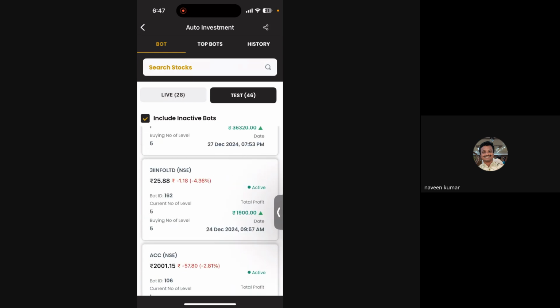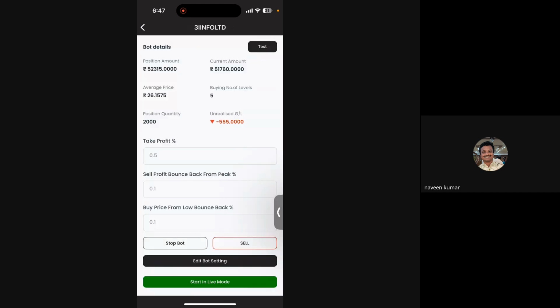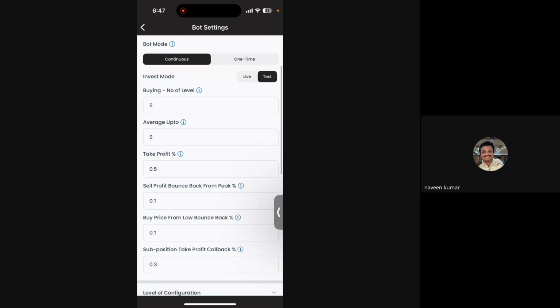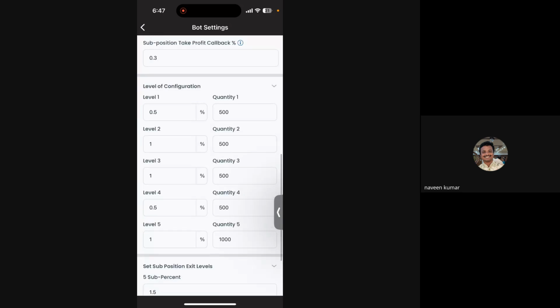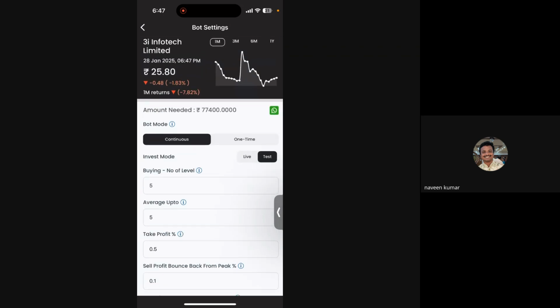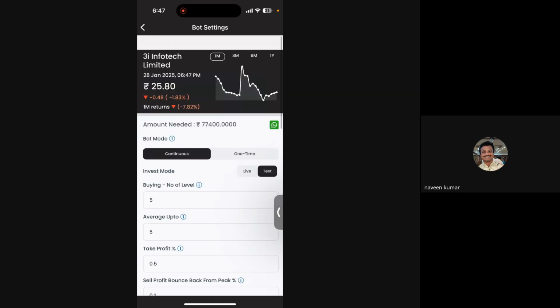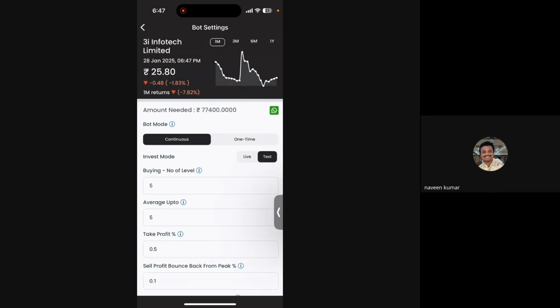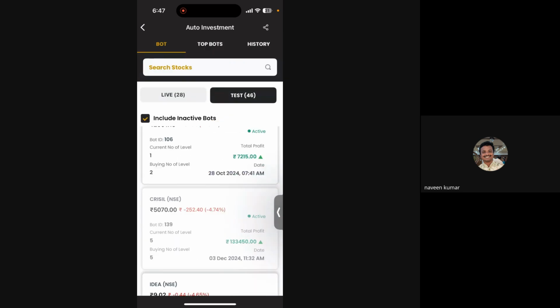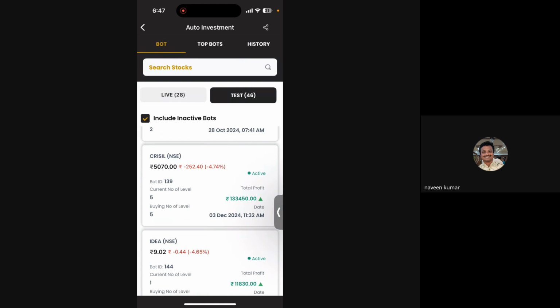You can just see 3i Infotech, a 25 rupees stock. It is already holding 2000 shares. Edit bot, 5 levels, 25 rupees. For every 1%, 1.1% down, I am accumulating 500, 500. The amount needed is only 77,400. So it is still active. Okay, ACC and Crystal. Crystal is one more.